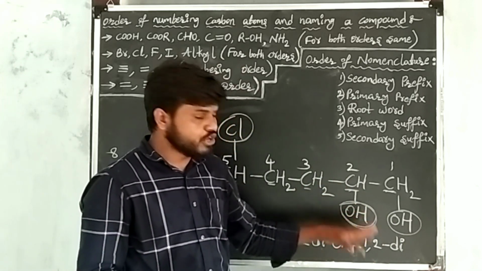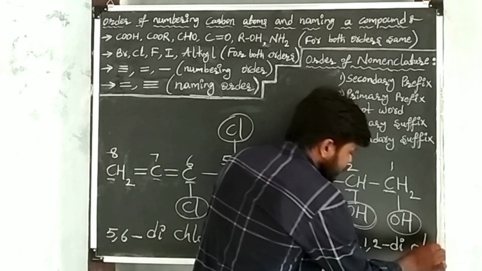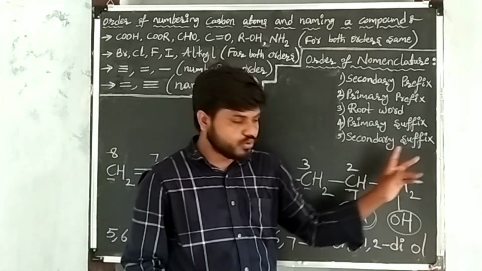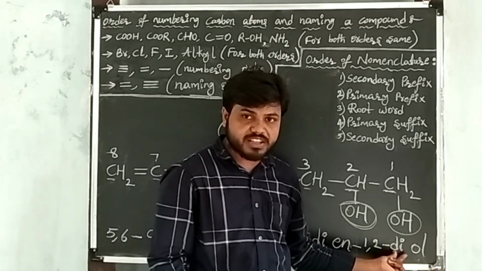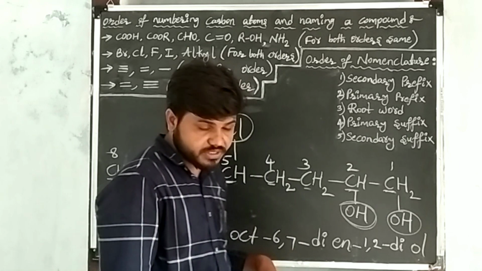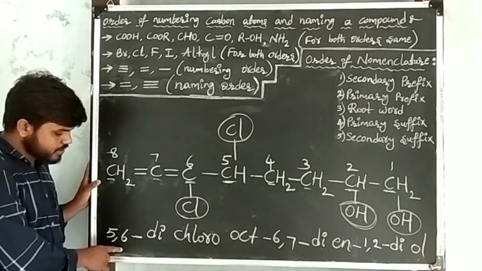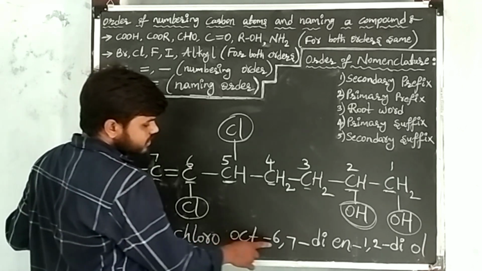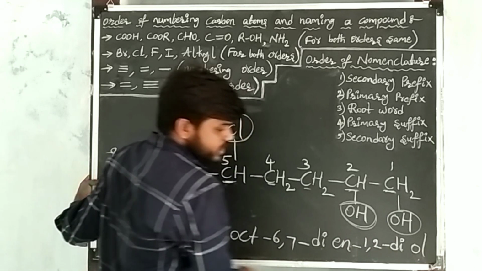After writing the numerical prefix, write the suffix of alcohol. The suffix of alcohol is ol. First write the positions, then how many times repeated, after that the suffix of alcohol, that is ol. Now this is our required IUPAC name, that is 5,6-dichlorooct-6,7-diene-1,2-diol.